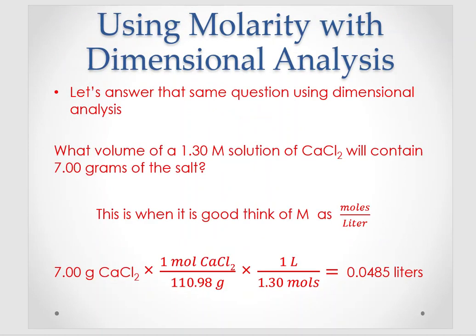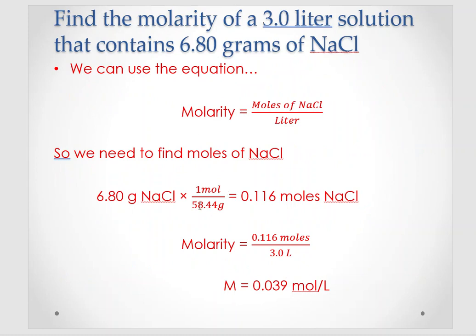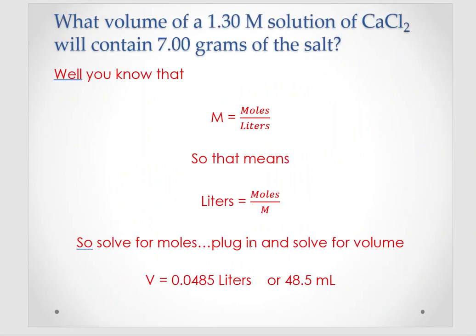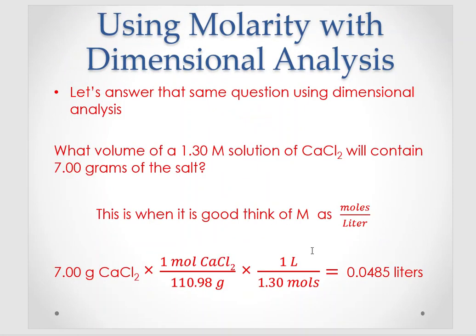What I would do here is take my grams of calcium chloride that I'm trying to measure out with my solution and convert it to moles, so divide by the molar mass of calcium chloride. Then here I'm using molarity as a conversion factor. If it's that many moles per liter, you could say 1.3 moles over 1 liter, or you could say 1 liter over that many moles. So once I have moles, I can divide by the molarity, and that will cancel out moles and give me liters.